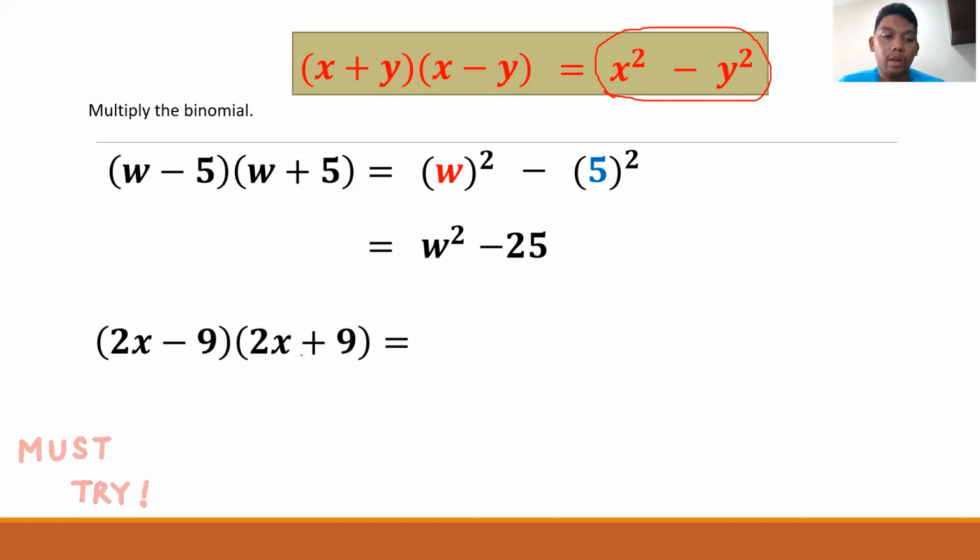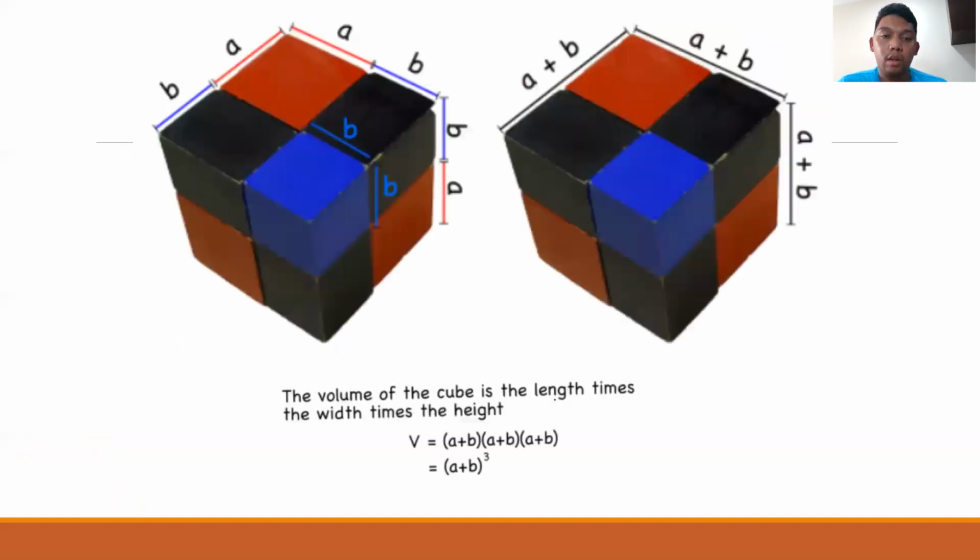And also this one, 2x minus 9 times 2x plus 9. So 2x squared minus 9 squared, that is just 4x squared minus 81. All right, now let us try to use this.